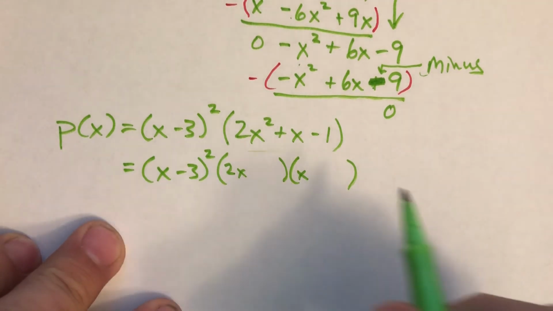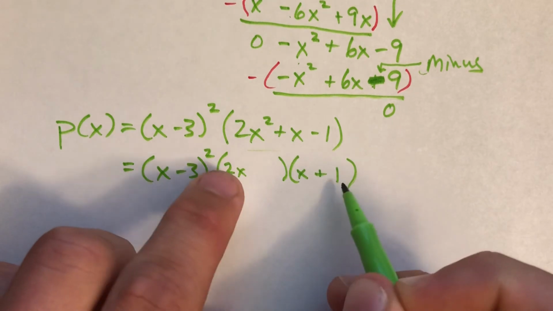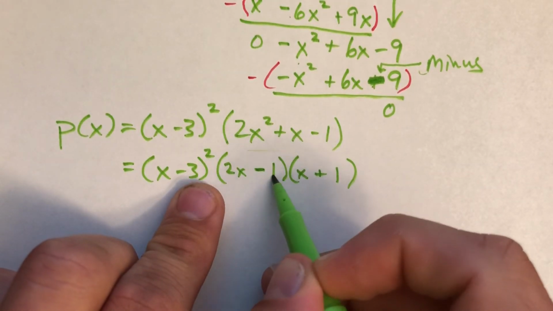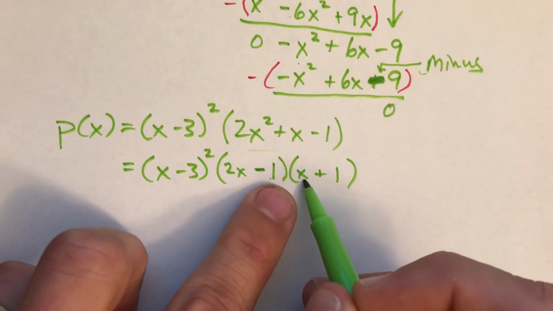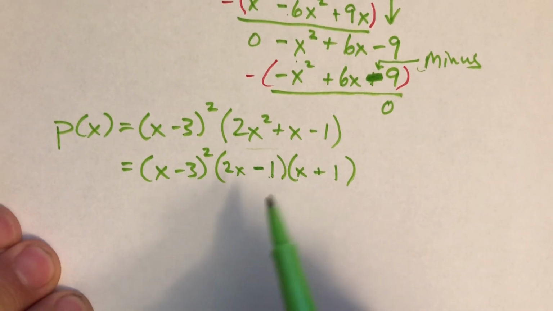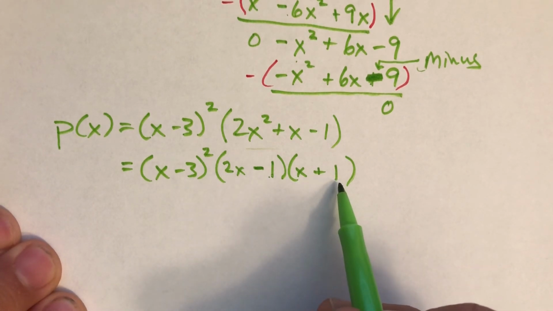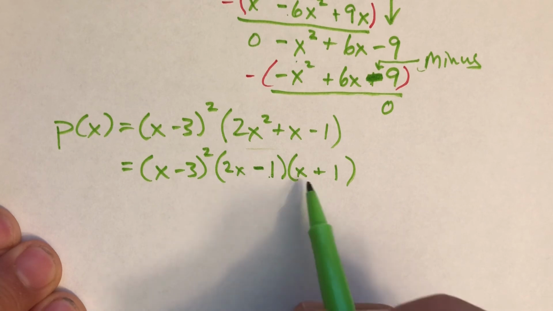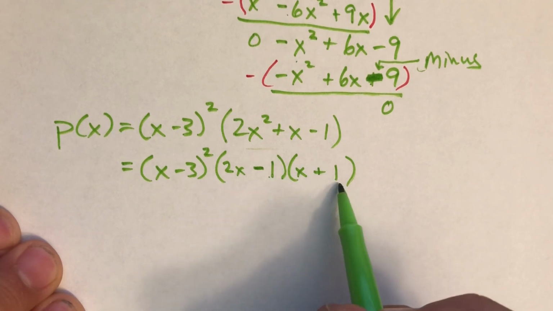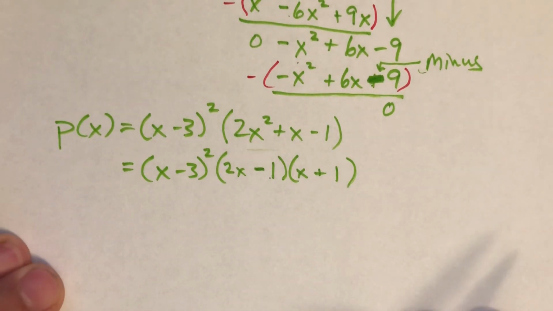So if we put, we want it to be positive. So we want positive 1. We want the bigger number to be positive. So we got 2 times 1 is 2. And if we put a negative 1 there, we've got negative 1 times 1 is negative 1. So if we multiplied that out, 2x times x would be 2x squared. 2x times 1 would be 2x. Negative 1 times x would be negative x. And then negative 1 times 1 would be negative 1. So we've got all of our terms, and that is good.